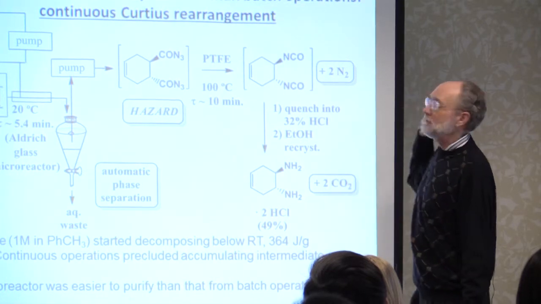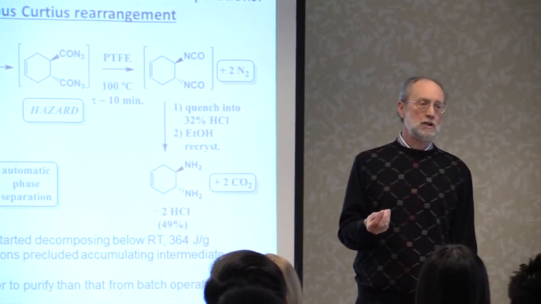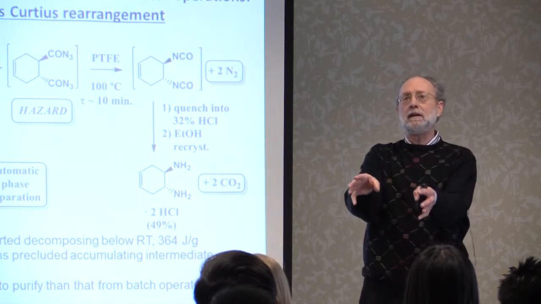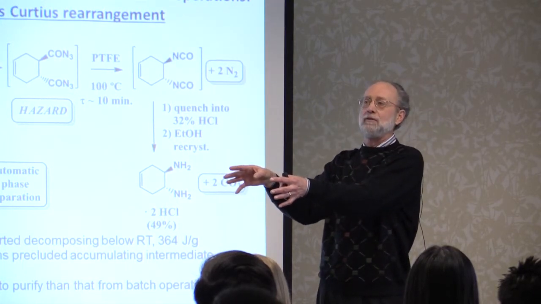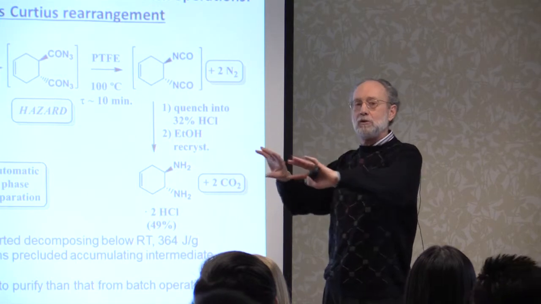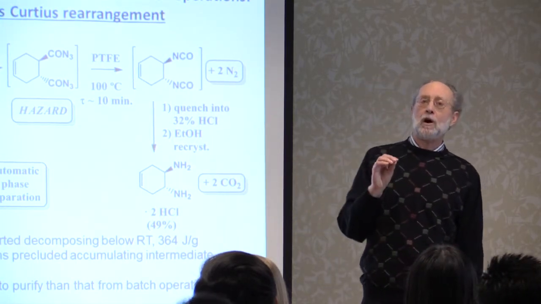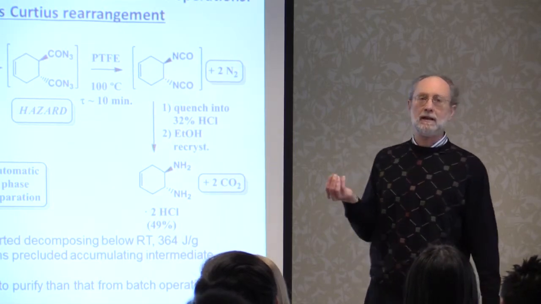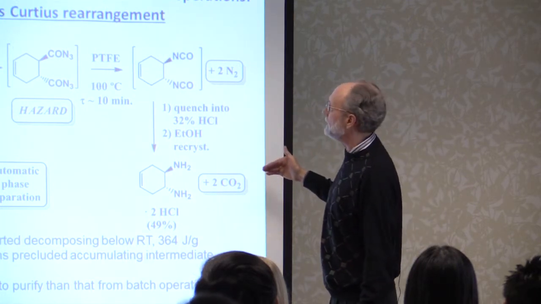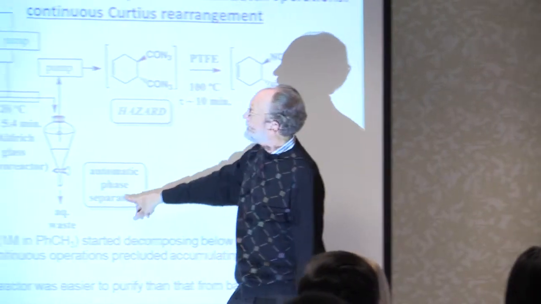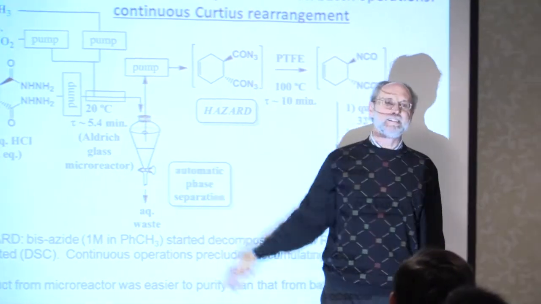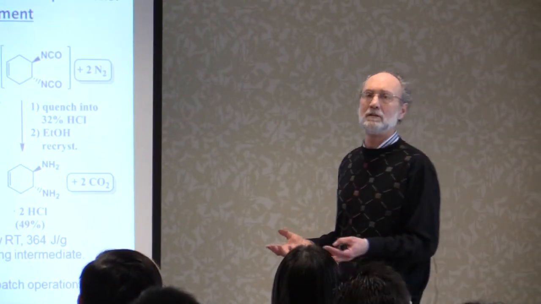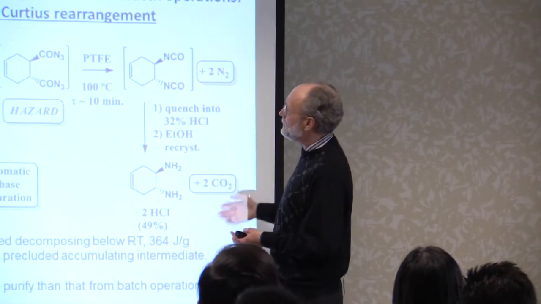So in order to make sure that they had no accumulation of the acyl azide, they ran it in a continuous process, generating it and then converting it over to the bis-isocyanate and then quenching it. So by doing it continuously, they had only very small amounts of any of the highly reactive material present at any time. So that's the thrust behind this. Now, this again was done by Aldrich. Aldrich used their glass microreactor in order to get the job done. They were generating this material for their catalog. So it works out really well.